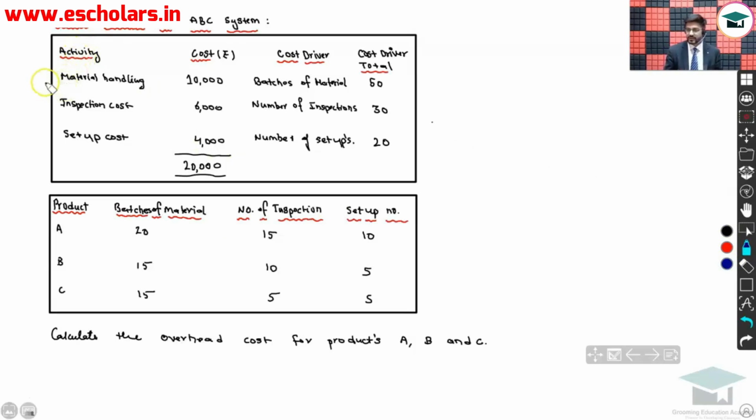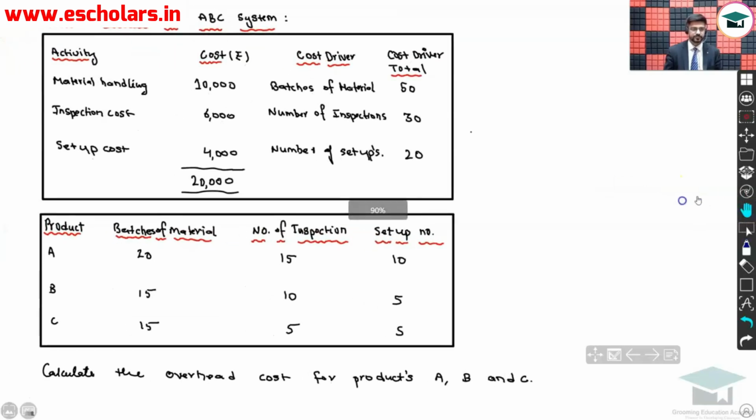You can see we have three activities. The first activity is material handling, and its cost is 10,000. Then we have inspection cost, which is 6,000. Then we have setup cost, which is 4,000. Total overhead cost is 20,000 rupees.